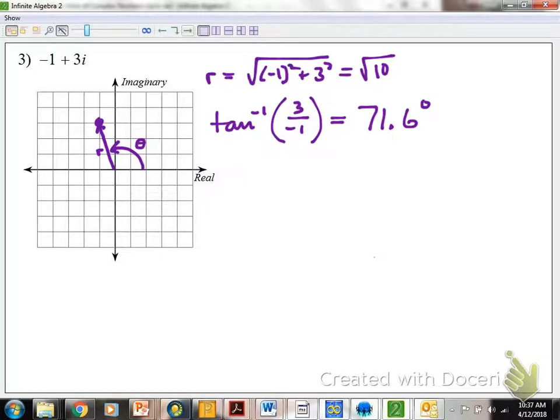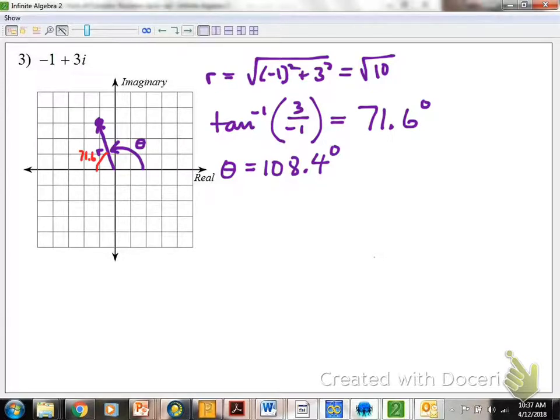Now, keep in mind that that is our reference angle, right? That's the angle right here. This angle right there is 71.6. So how do I find theta if that is 71.6? Subtract it from 180. What is 180 minus 71.6? Theta equals 108.4 degrees. That's the magnitude and the direction.